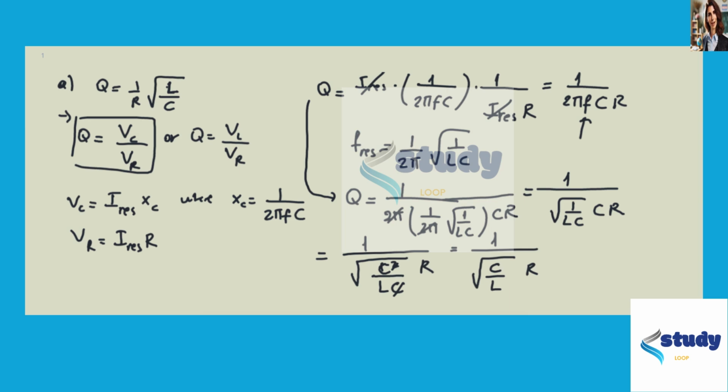Now, if we take the inverse of the denominator, it's going to be 1 over R, which still stays here, the resistance, times the square root of L over C. So there you go. We proved that the Q factor was given as 1 over R times the square root of L divided by C.